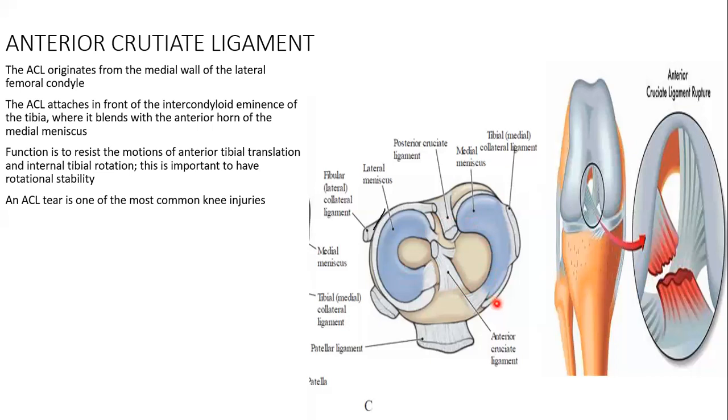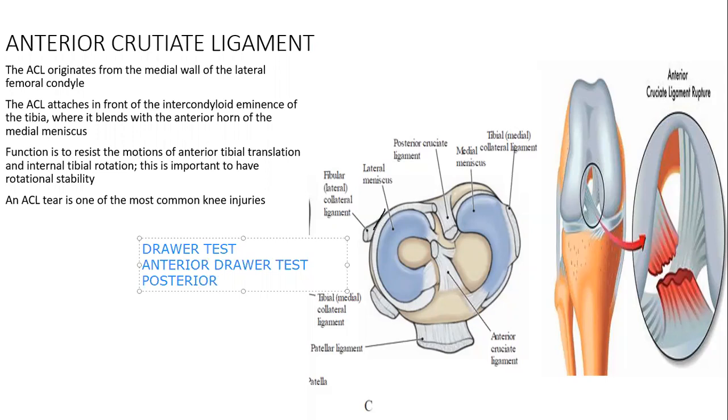And there's a test which you need to know, which they do at the hospital, and that's your homework. So you should research the drawer test. The drawer test is a test you do if you want to know if any of the cruciate ligaments have been damaged. And there are two types: the anterior drawer test and the posterior drawer test.